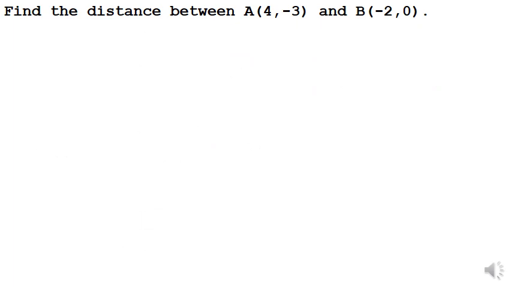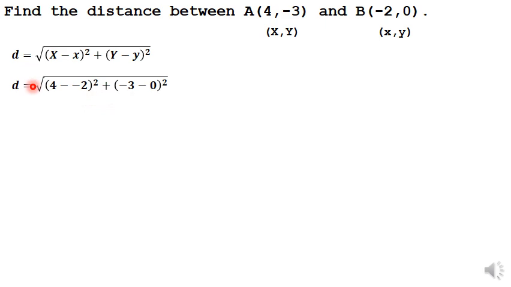What is the distance between A and B? Okay, so this is now our formula, assuming that this is our big X and this is our small x. So we can now substitute here. Our big X is 4, and the small x is -2. So we have 4 minus -2, squared. So this is the net between the two x's. And we have also the net between the two y's, -3, and we have also here 0. So the net is -3 less 0.